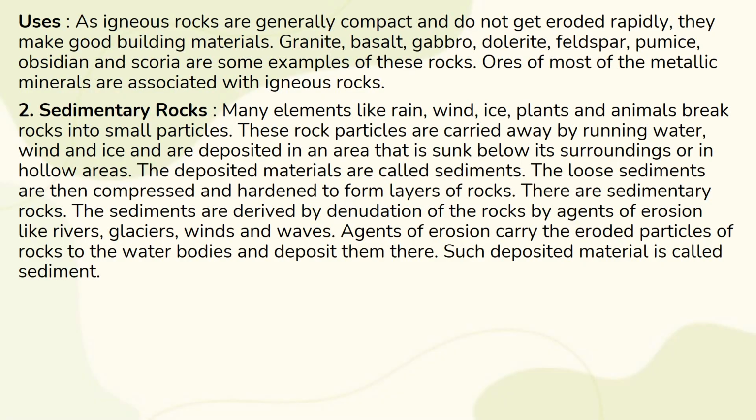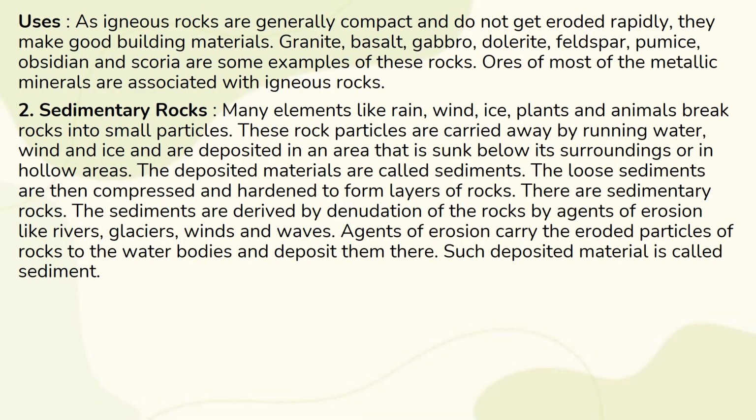The deposited materials are called sediments. The loose sediments are then compressed and hardened to form layers of rocks. These are sedimentary rocks. The sediments are derived by denudation of the rocks by agents of erosion like rivers, glaciers, winds, and waves. Agents of erosion carry the eroded particles of rocks to the water bodies and deposit them there.